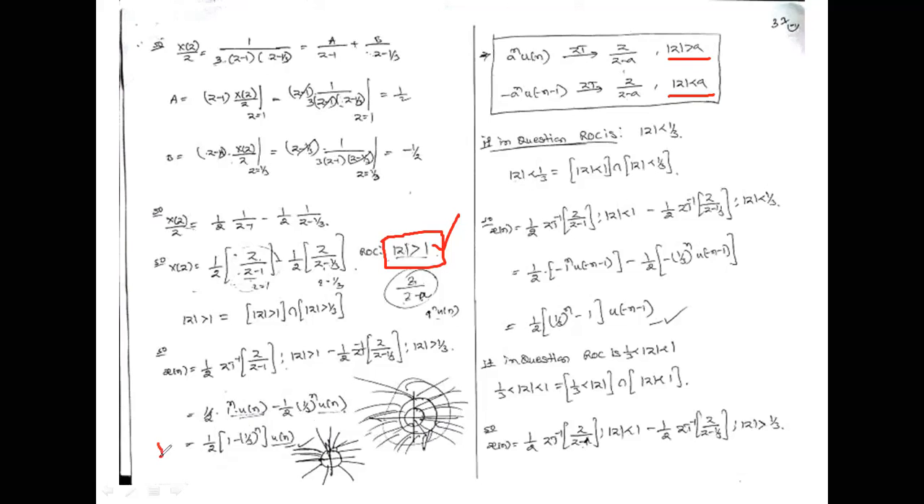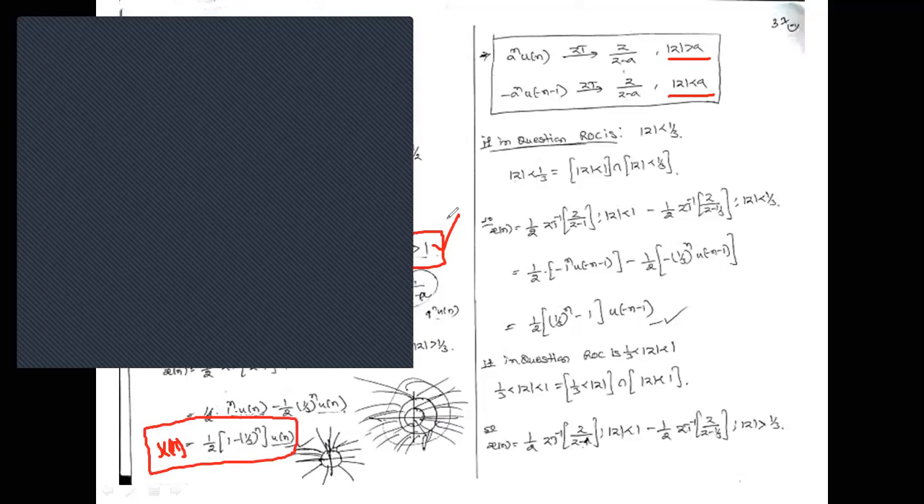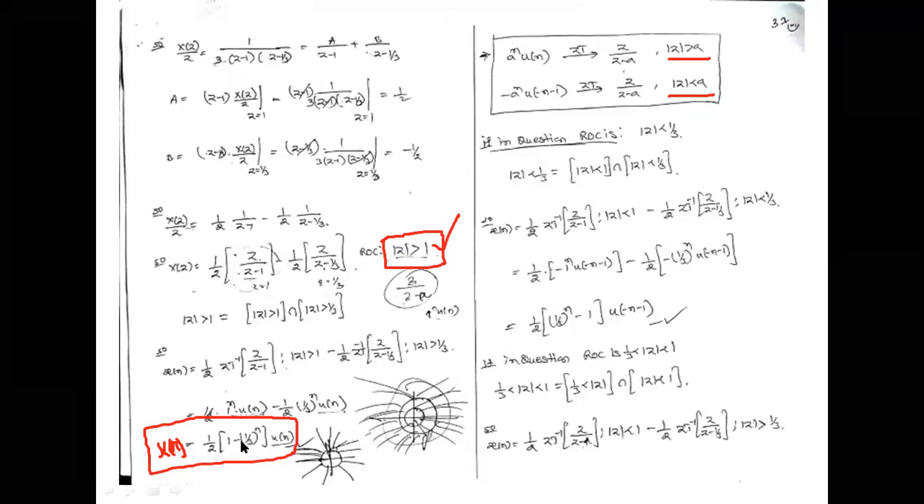So simplifying, x of n is equal to 1 by 2 whole multiplied with 1 minus 1 by 2, 1 minus 1 by 2 whole power n mu of n. Got it, my dear students?